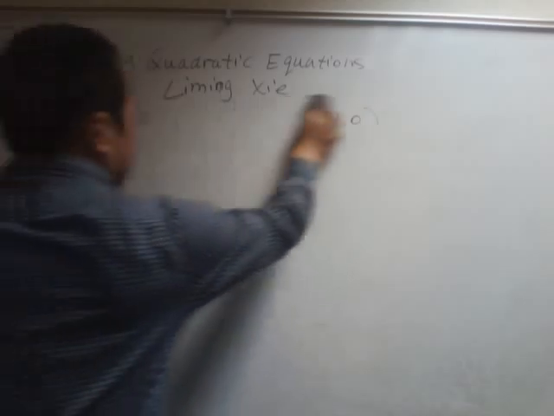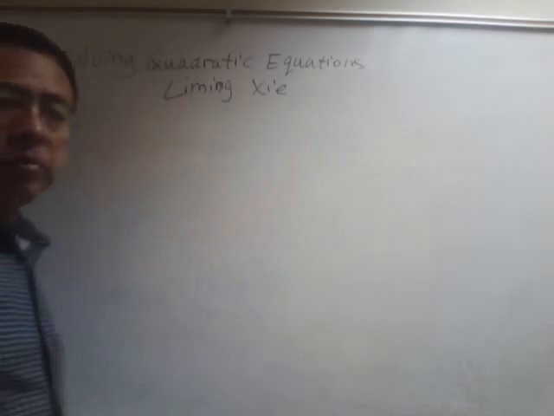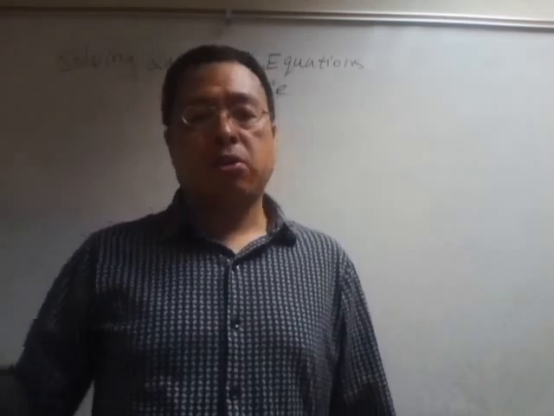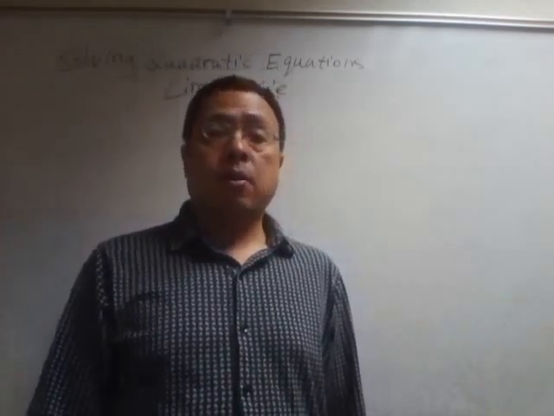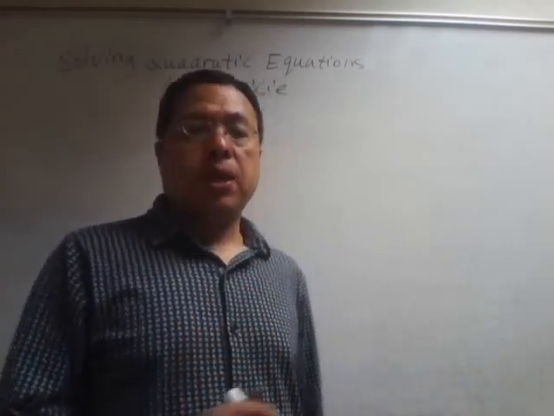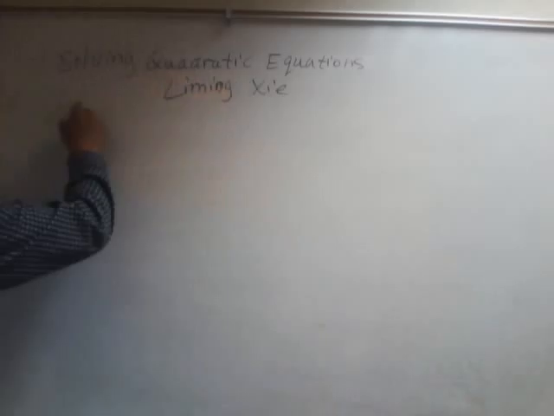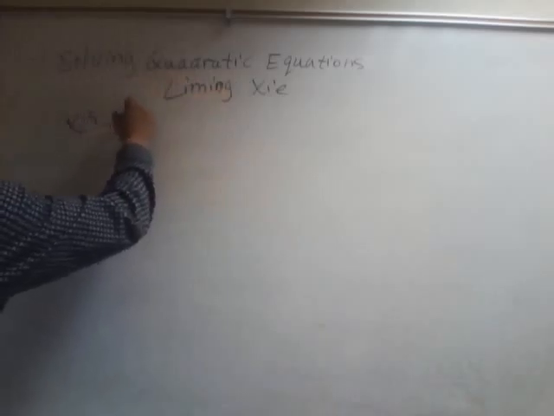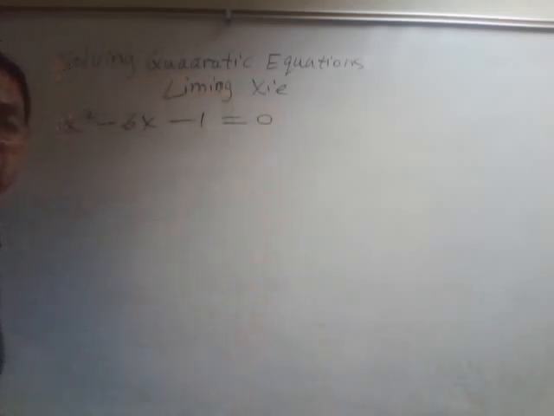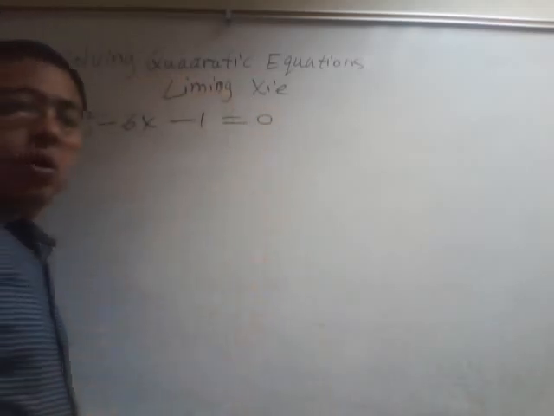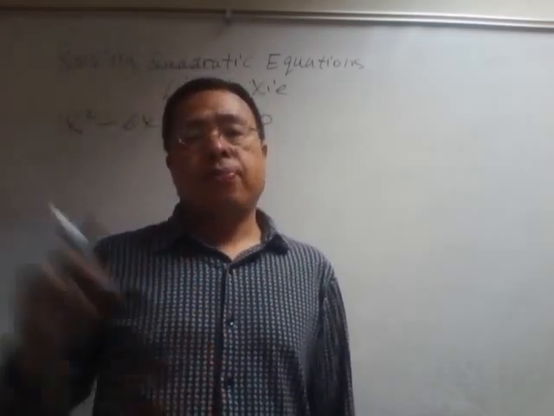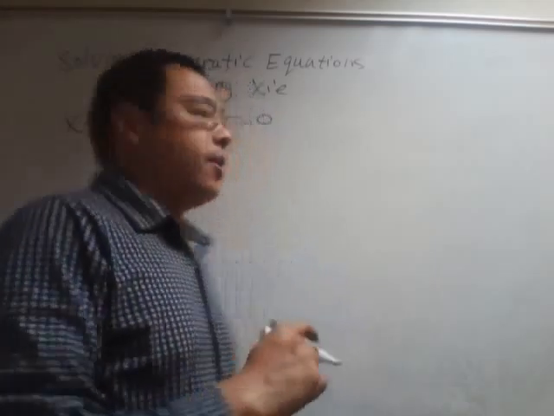But, however, we cannot always use the factoring method to solve quadratic equations. Let's take this example. If x squared minus 6x minus 1 equals 0, how to figure out this one? If we understand the quadratic formula, that's easy to solve this one.